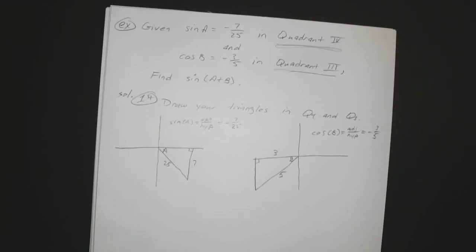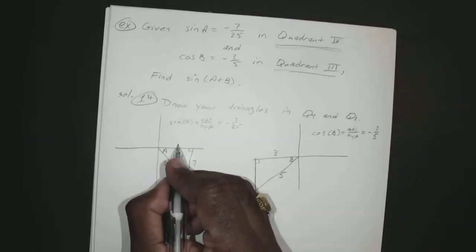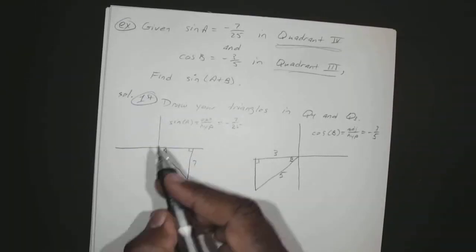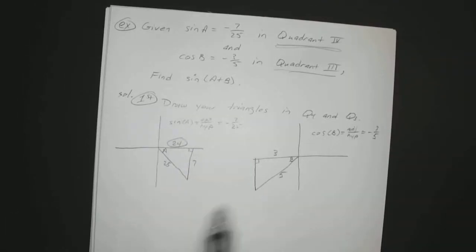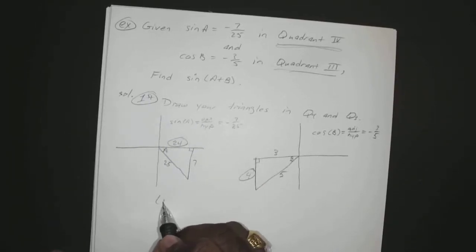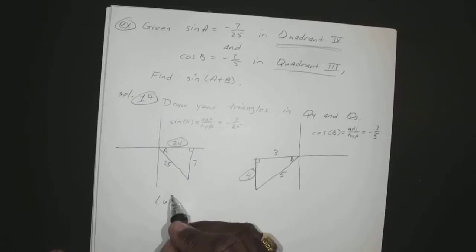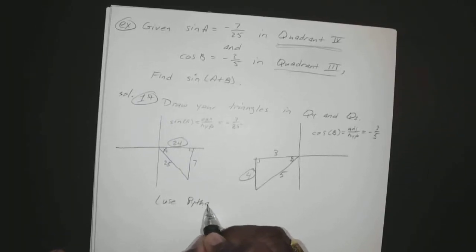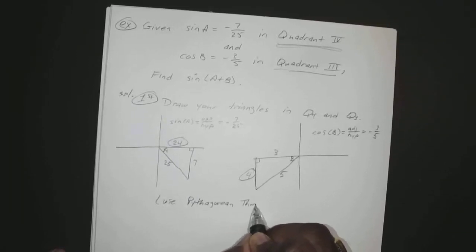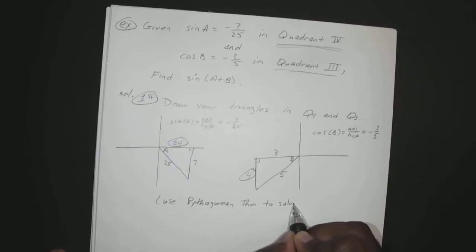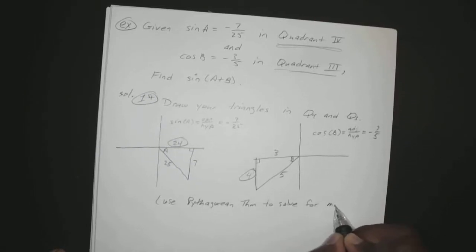And again, once you have the two sides, you just use the Pythagorean theorem to solve for the third side. And we can actually go back to the example we did before, and we know that this is 24, and this one is actually 4. So use Pythagorean theorem to solve for the missing sides.